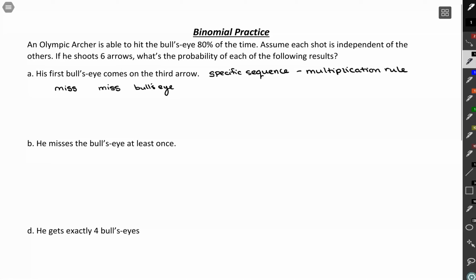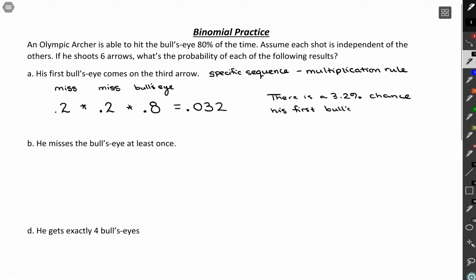third arrow. So he's going to make it 80% of the time. So we know the probability of making it is 80%, which means missing it is going to be 20%. 20%. And then we just multiply those together for a 0.032. So there is a 3.2% chance his first bullseye is on the third arrow.